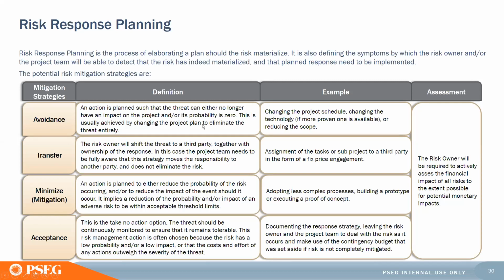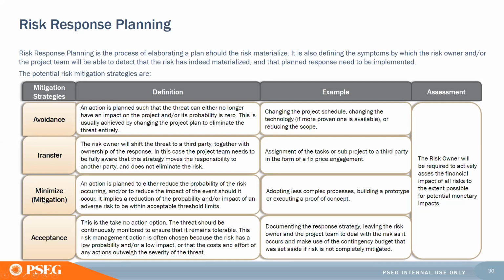An example of risk avoidance is that you change the project schedule, you change the technology, or you reduce the scope. You can transfer the risk. This shifts the threat of the risk to a third party, including ownership of the response. In this case, the project team needs to be fully aware of the strategy and that it moves responsibility to another party, but it does not eliminate the risk. An example here is assignment of the task to a sub-project or to a third party in the form of a fixed price engagement.